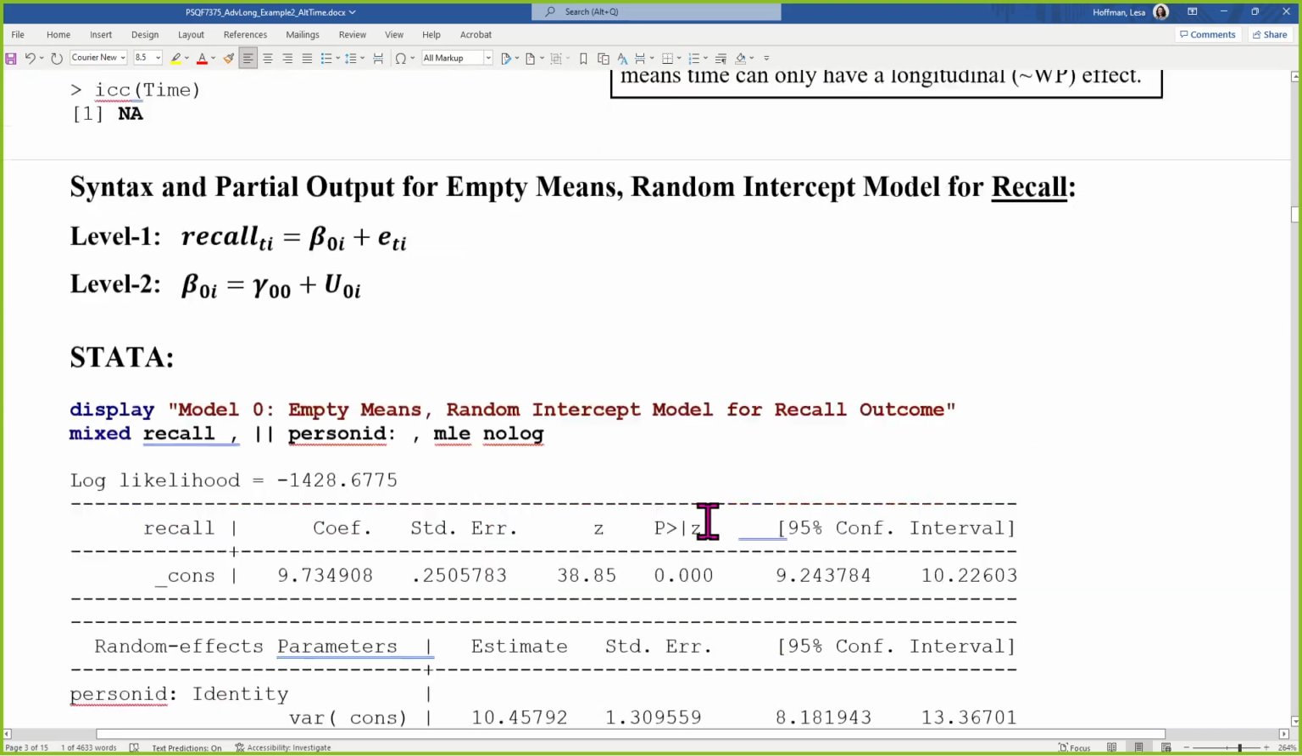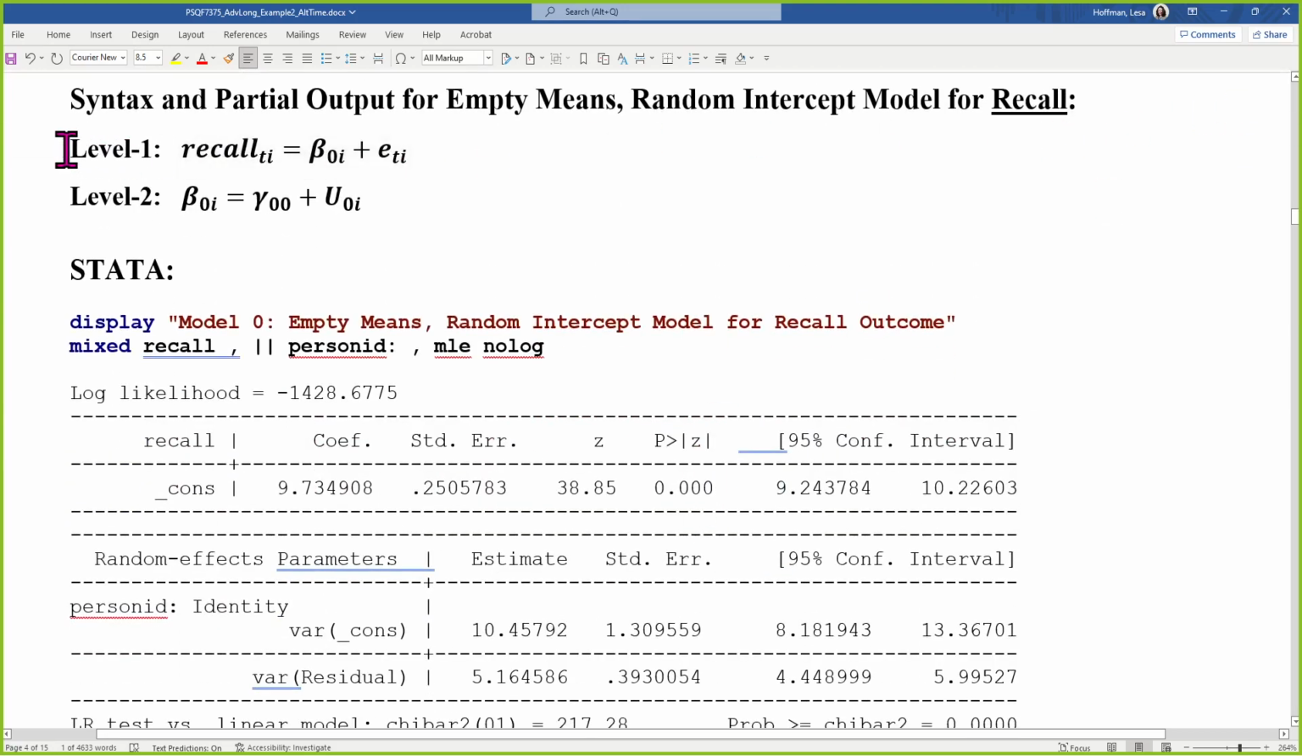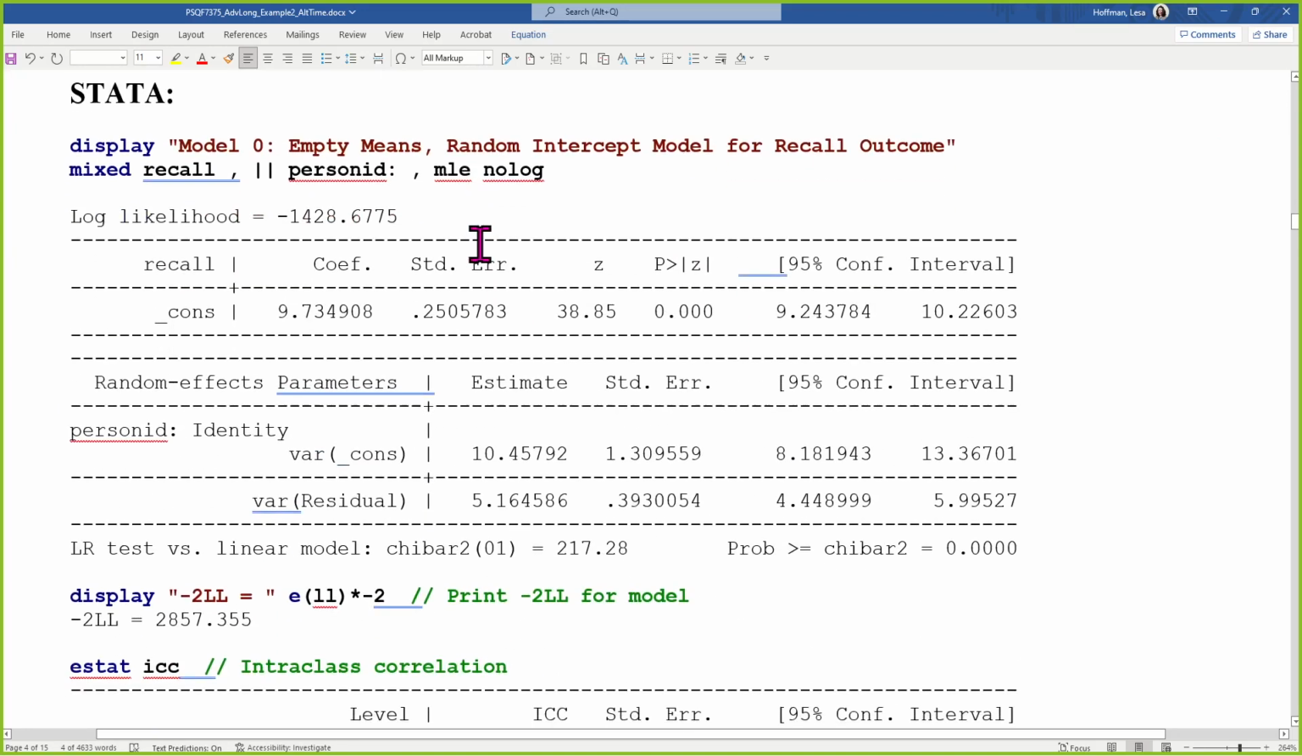How about recall, our outcome variable? So now I'm throwing in some formulas so that we can add to them as we move on here. So our 2-level notation. No log, by the way, state of people means don't print all the iteration history stuff. So I found that to shut it off. So it shortens things a little bit.